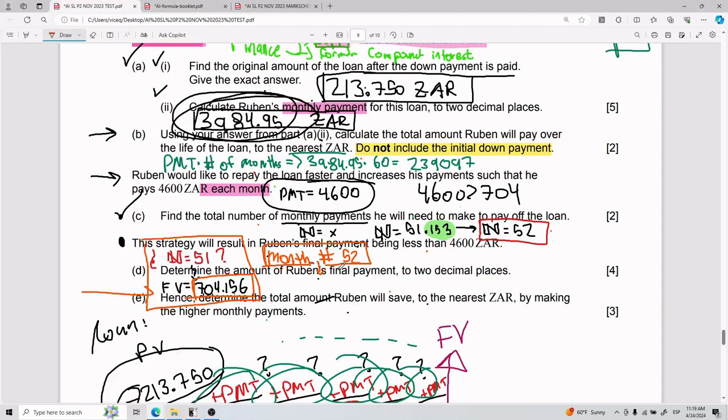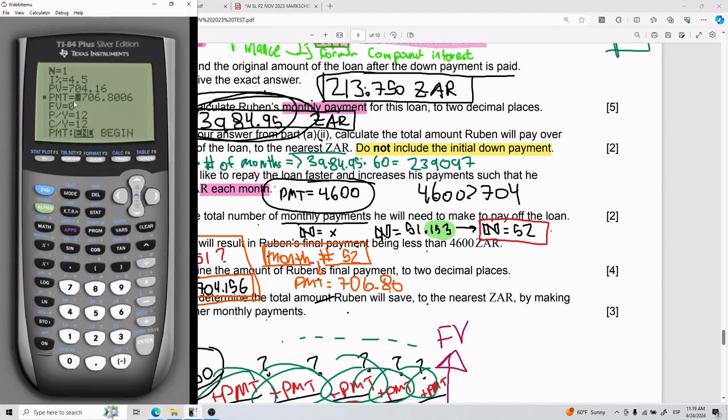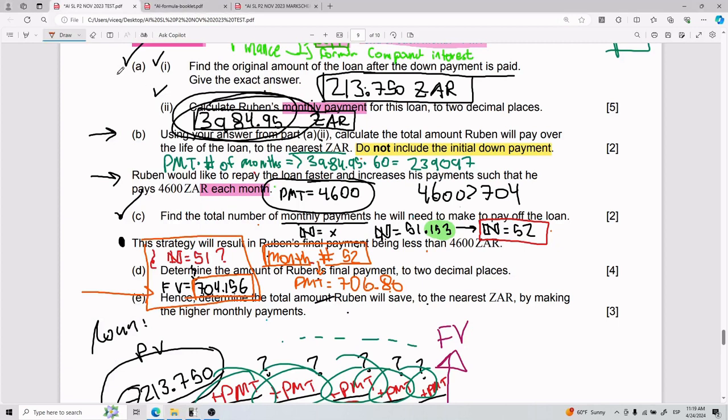And so from here, for month number 52, we found that the PMT of that, right, was 706.80, right? Here it gave it to me negative because I forgot to put a negative PV over here. So technically, if I go back to how I was always doing it, our good old friend Ruben still owes negative 704.16. So you find the PMT from here. That makes a little bit more sense. See? So apologies for that. I forgot to put a negative PV. Why negative? Because we're talking about a loan. So that is that. See?